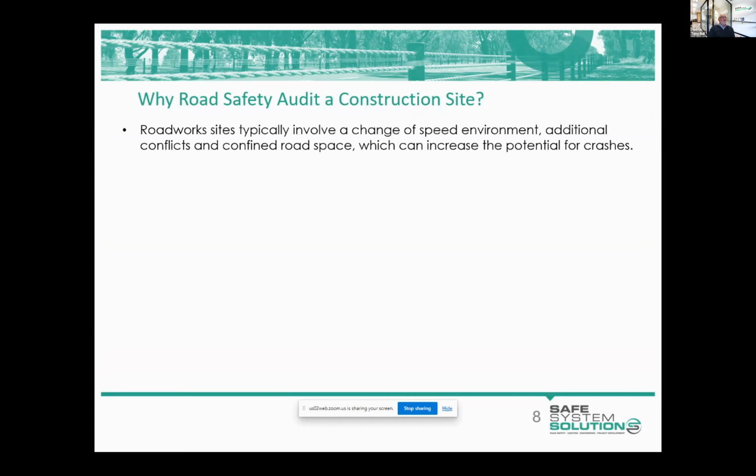So why road safety audit a construction site? Roadwork sites typically involve a change of speed environment, additional conflicts, and confined space, which can increase the potential for crashes. We're creatures of habit. We drive from A to B, going to work, going to the supermarket, taking the children to school. But then we come across roadworks.